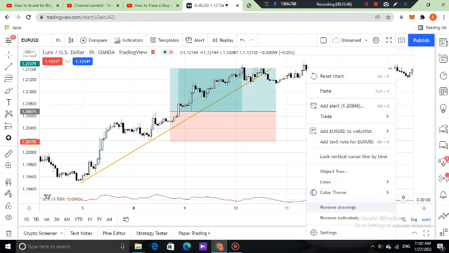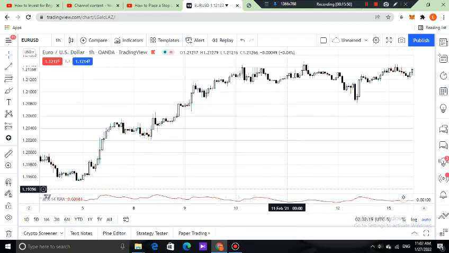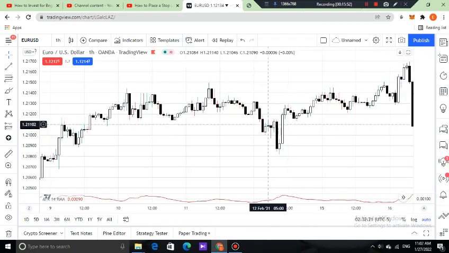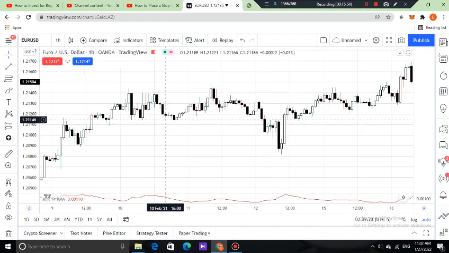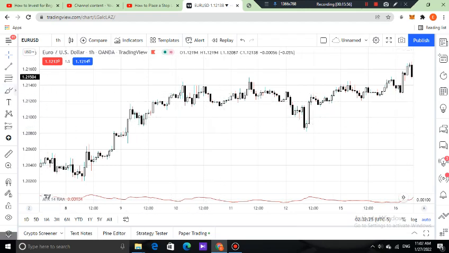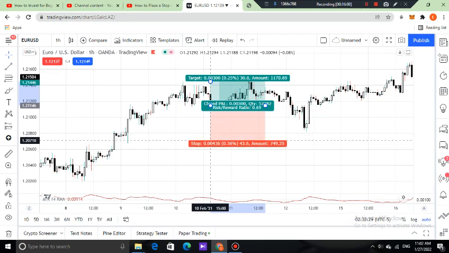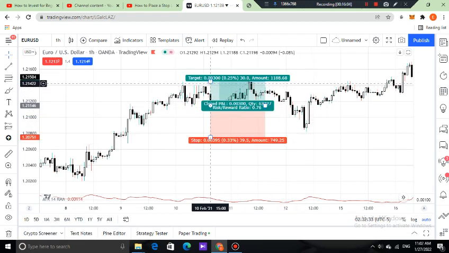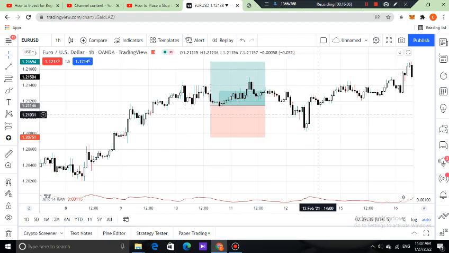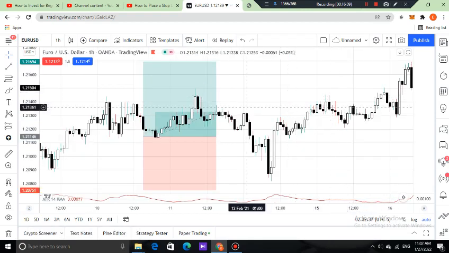This is not a good example at all, I think. This one is better. You take a buy position, you put your stop below this level. Yeah, it's a better example. And that's your take profit.